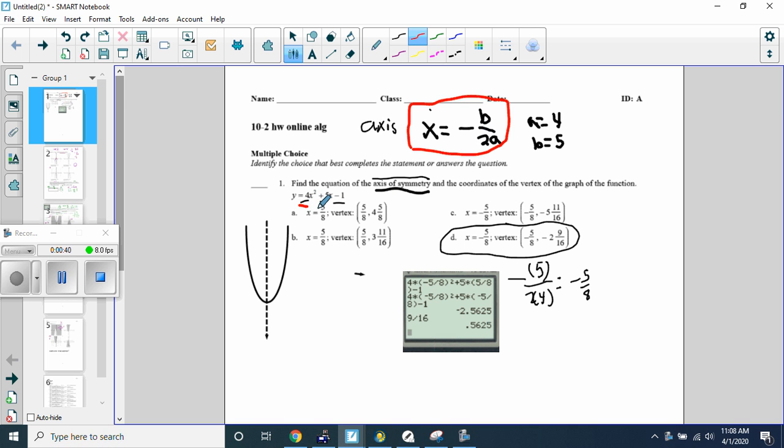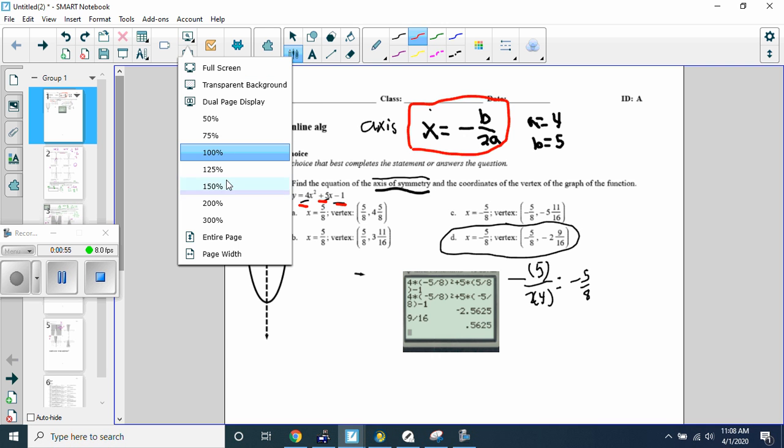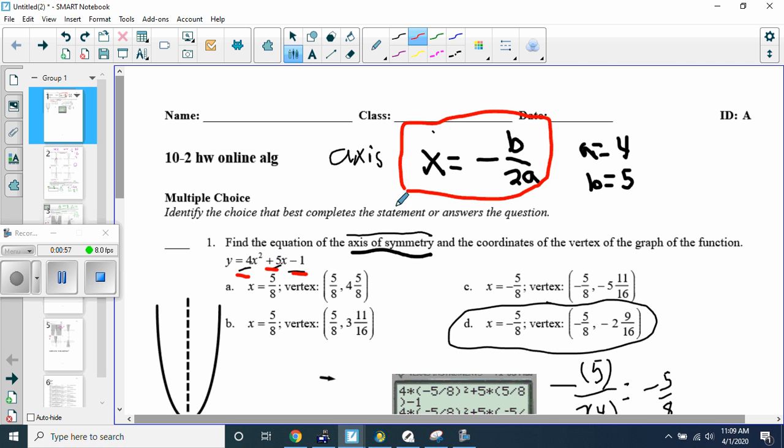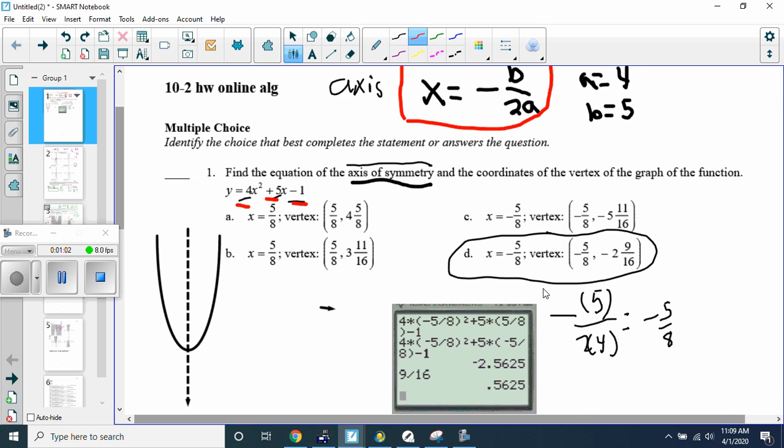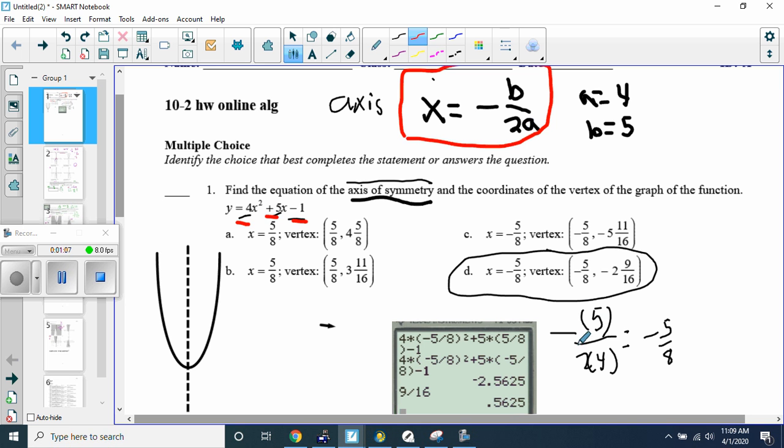So a is the first number, b is the second, and c is the third. Or a is the one with the x squared, b is the one with the x, and c is the one by itself. So in this particular example, a is 4, b is 5, and c is negative 1. So when you put it into the formula, negative b over 2a, that work is down here. The negative sign is here. b is 5, we put that in. 2 times 4 is 8.